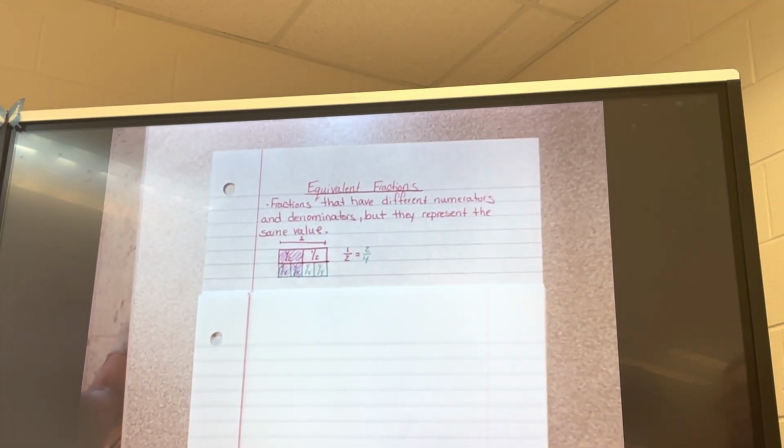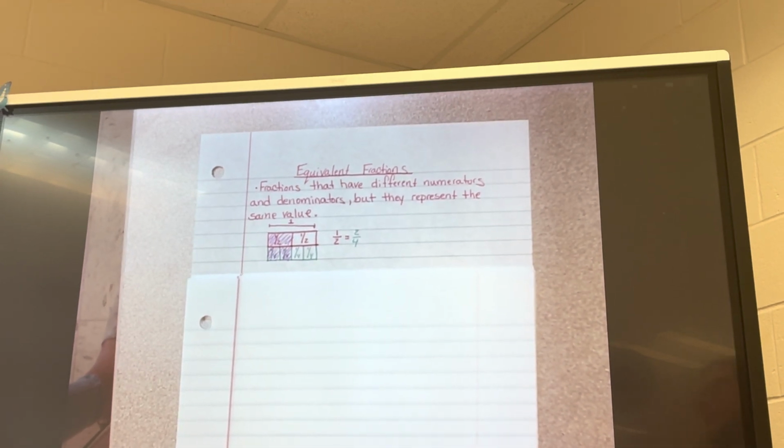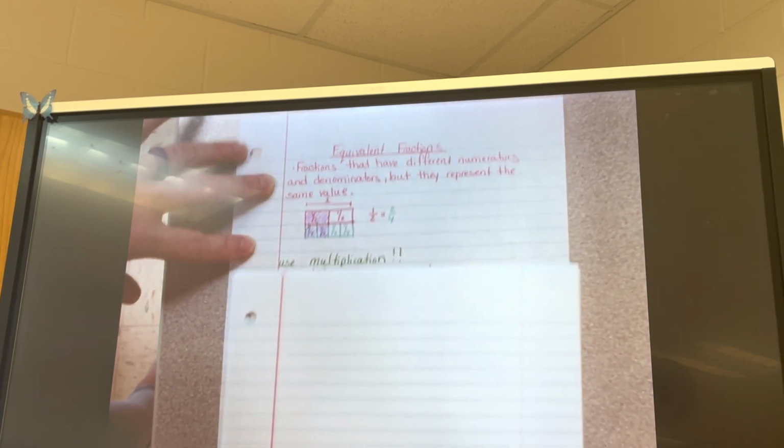And as always, at any point, if I'm going too fast, that's why you get to pause me, write the definition, and then replay me. Or you can rewind me.